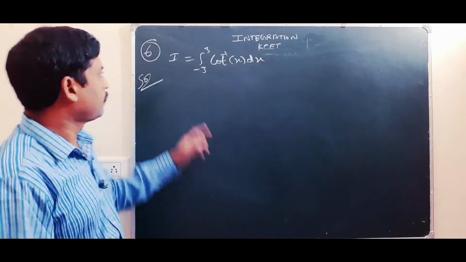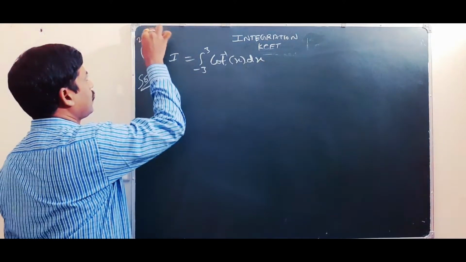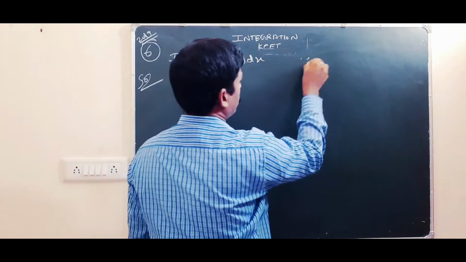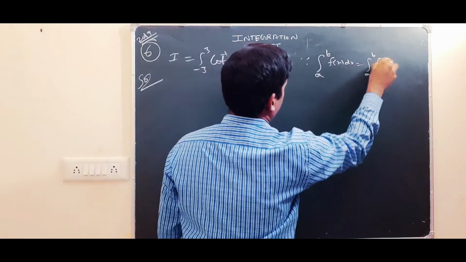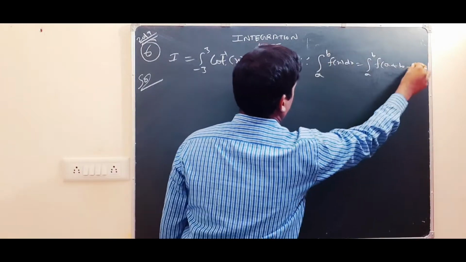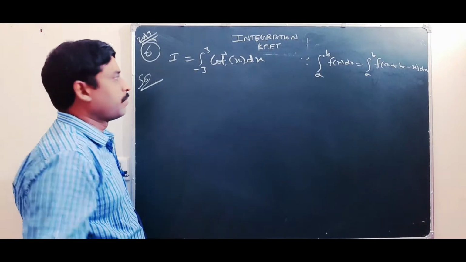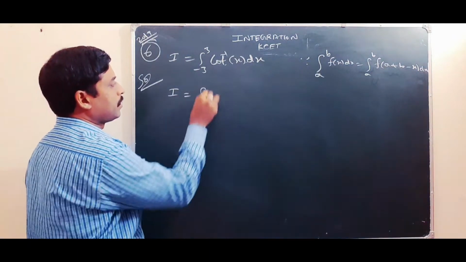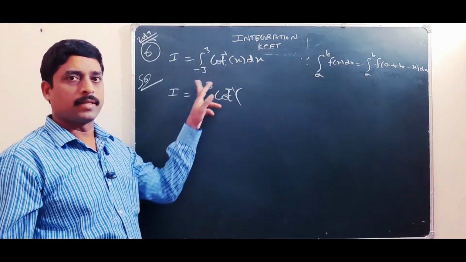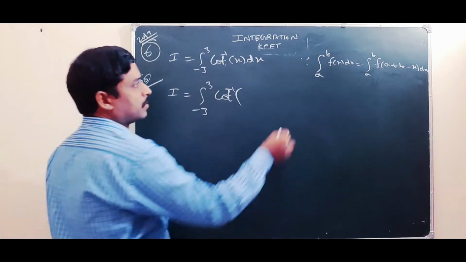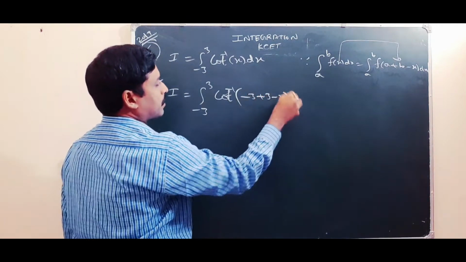Okay, let us go to the next problem. Integral from minus 3 to plus 3 of cot inverse x dx. This is from a 2019 question. We have one property: integral a to b f of x dx is equal to integral a to b f of (a plus b minus x) dx. We should apply that property. I is equal to integral from minus 3 to plus 3 of cot inverse of, so what is the lower limit? Minus 3, upper limit plus 3. Lower limit plus upper limit minus x. On x, write lower limit plus upper limit minus x.